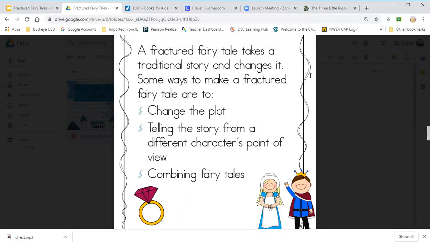You could change the setting. It's not on this page, but you could make it happen in the ocean. You could make it happen in space. You could make it happen anywhere, really. And how would that change the story being told?